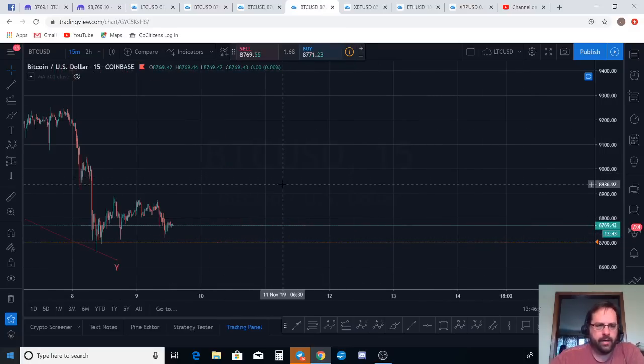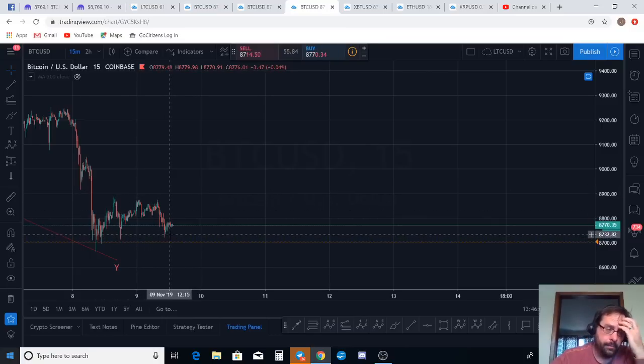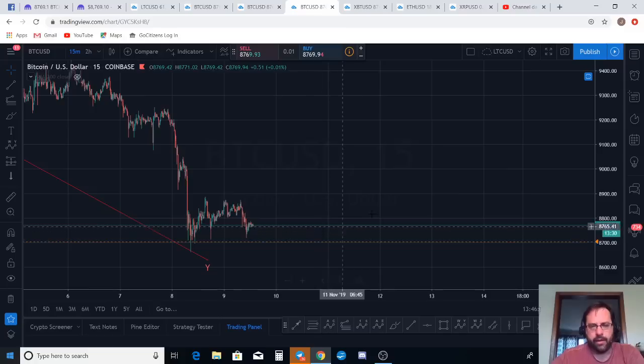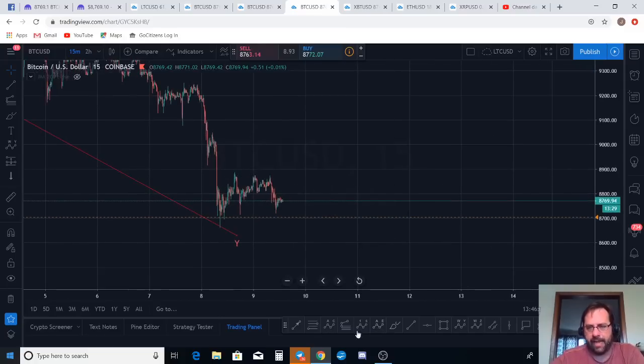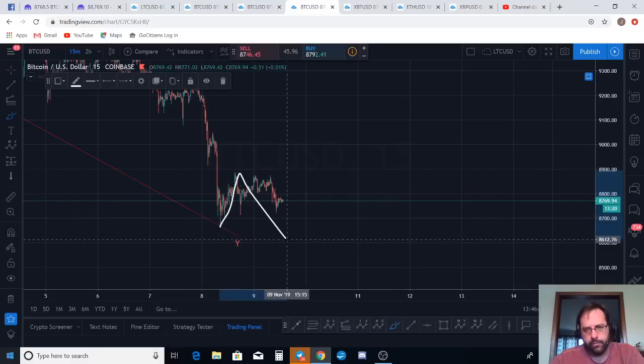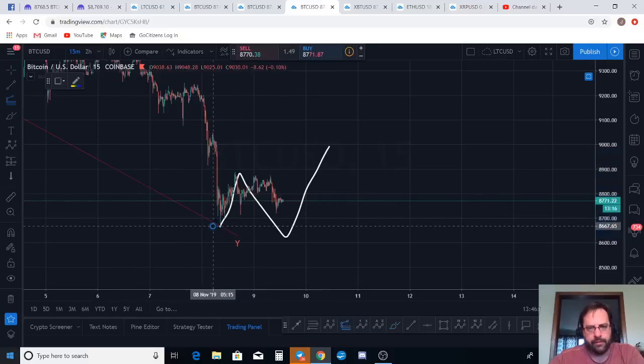Now, what I'm digging into because of this wave structure here is I'm looking at this like a flat, but I think it's going to come on down and finish out down here, and then we're going to go up. So I think what we're starting out with is a flat correction, and most likely an expanded flat. So it would look something like this. Boom, boom, boom, like that.